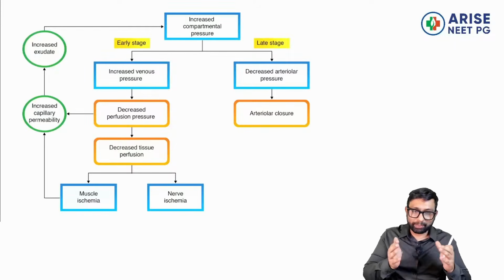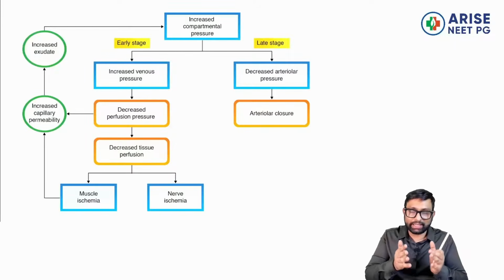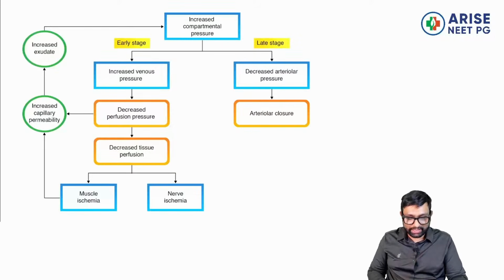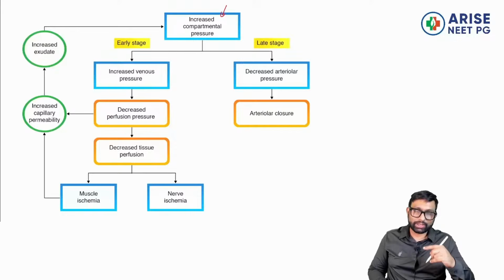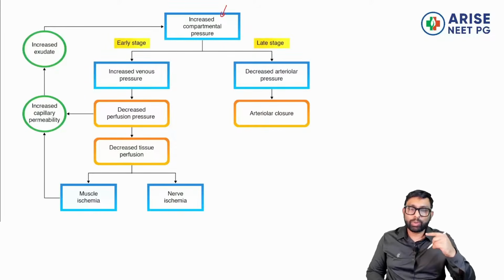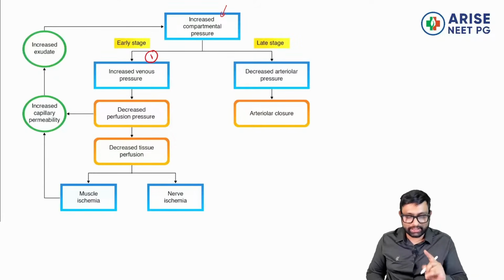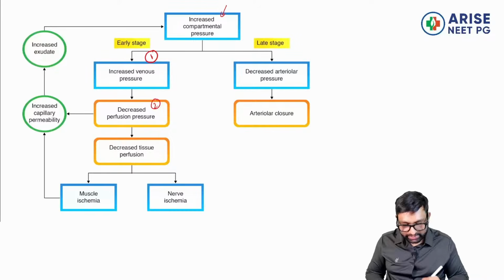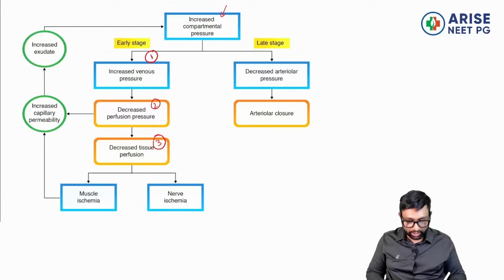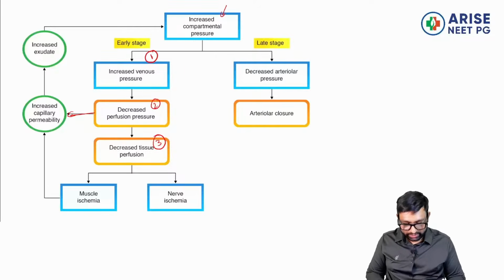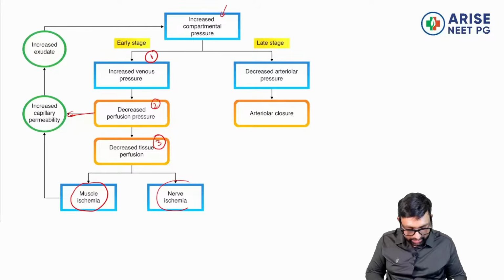So if the pressure on the compartment increases or the compartment volume decreases, that is going to cause increased compartment pressure, more than the normal perfusion pressure. First, in early stages, it is going to cause increased venous pressure that will decrease the perfusion pressure, which will decrease tissue perfusion, and in all of this, patients will have increased capillary permeability, and this will result in early muscle ischemia and nerve ischemia.